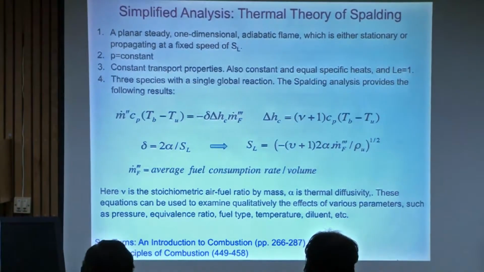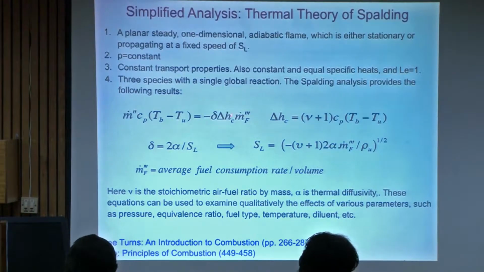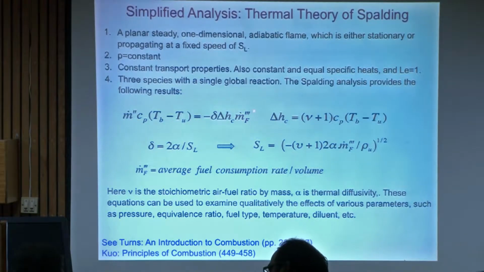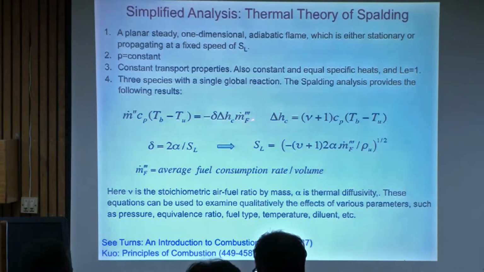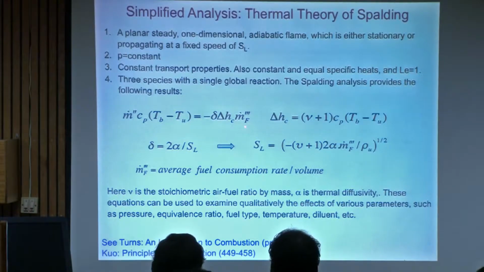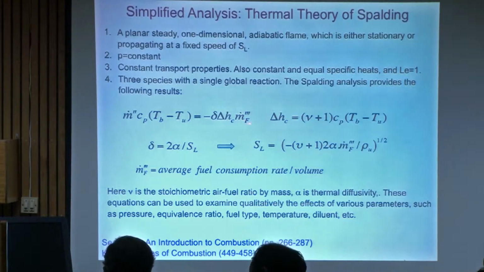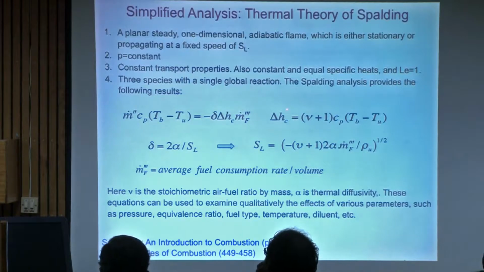So we just got this equation, right? Here you can make a correction. This is the fuel consumption rate per unit volume, but it's the average value over the flame, not as a function of x. Now, how do we get this equation?